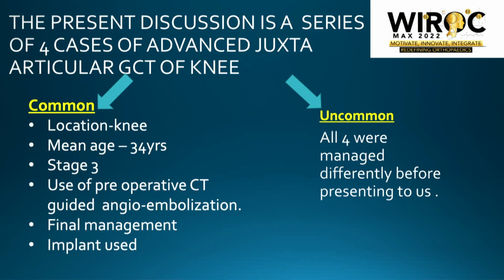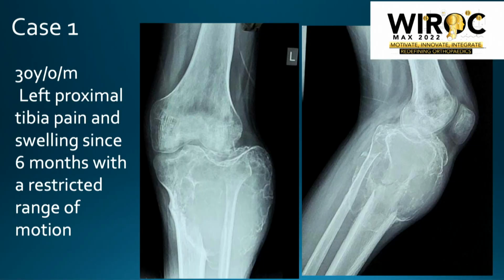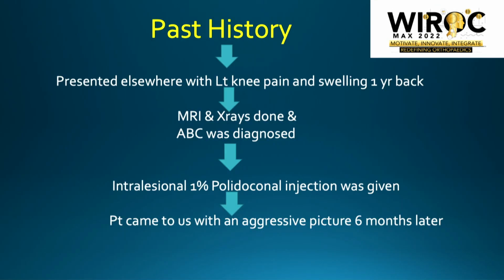However, the uncommon factor was that all these 4 patients were managed differently before presenting to us. So this is the first case. This is a 30-year-old male who presented to us with left proximal tibia swelling of 6 months' duration. Here we can see an eccentric expansile lesion of the proximal tibia encasing the fibula, and this is the clinical picture of the same.